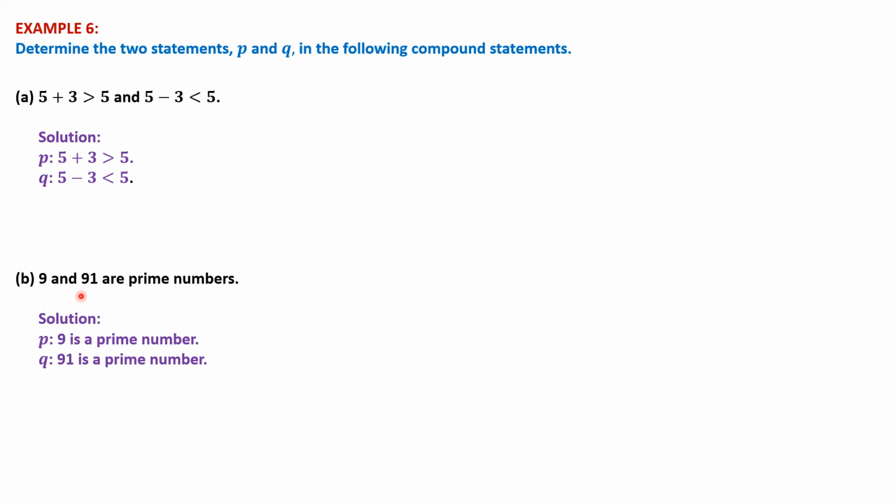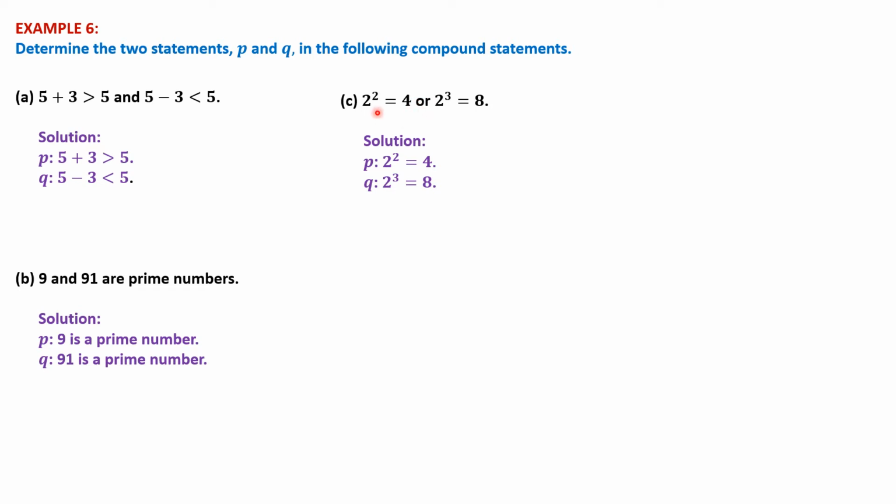So we look at example B. The compound statement is 9 and 91 are prime numbers. So for your first statement P, you should write like this: 9 is a prime number. And then statement Q, you can write like this: 91 is a prime number. Now we look at question C.